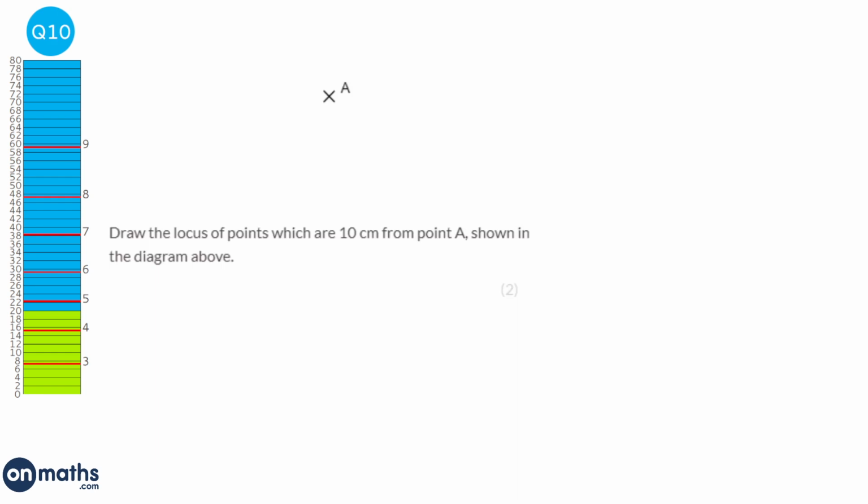So to find the locus of points that are 10 centimeters away from a point, you need to measure 10 centimeters on a pair of compasses, and then you put the point at A and draw them. Now I'm going to try my best to do this. It's probably not going to look perfect, but I'll do my best.